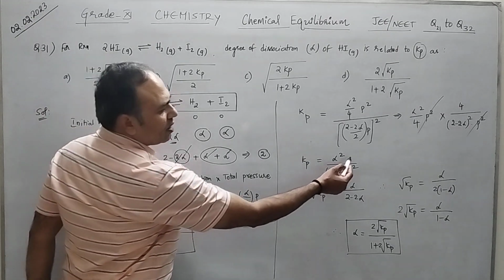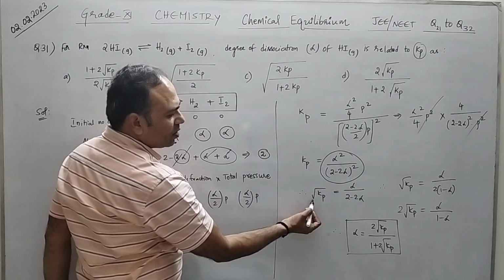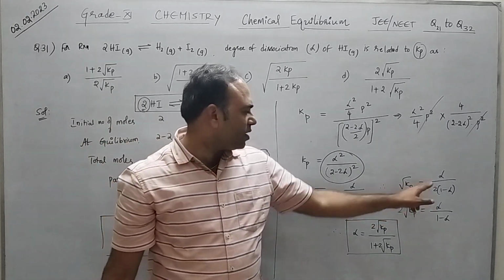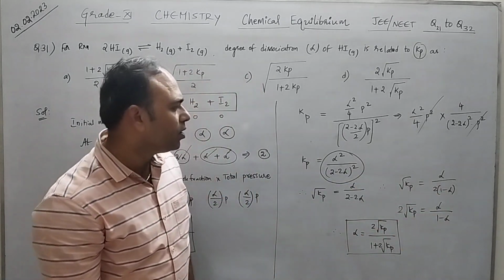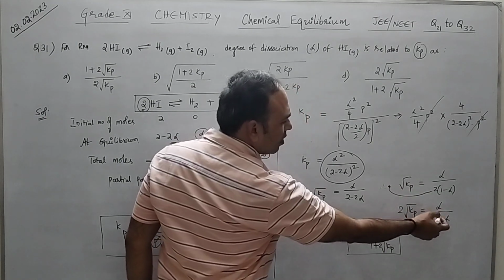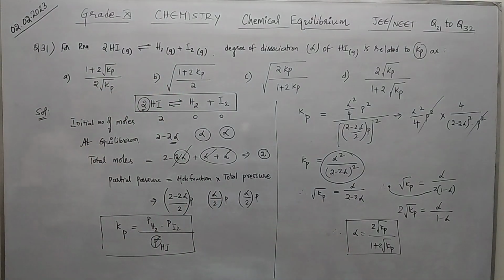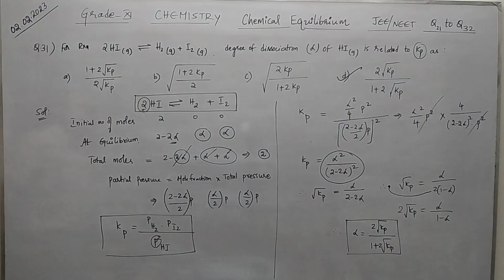What we do is, we have the square on the other side, so send this to the LHS and you will get root Kp. So root Kp is alpha by 2 minus alpha. You can just take 2 as common and you get 2 into 1 minus alpha. Send 2 to the other side, and you get 2 into root Kp is alpha by 1 minus alpha. Now the relation can be this: 2 into root Kp by 1 plus 2 root Kp. Option D. So copy the solution. Let's move to the last question, question number 32.